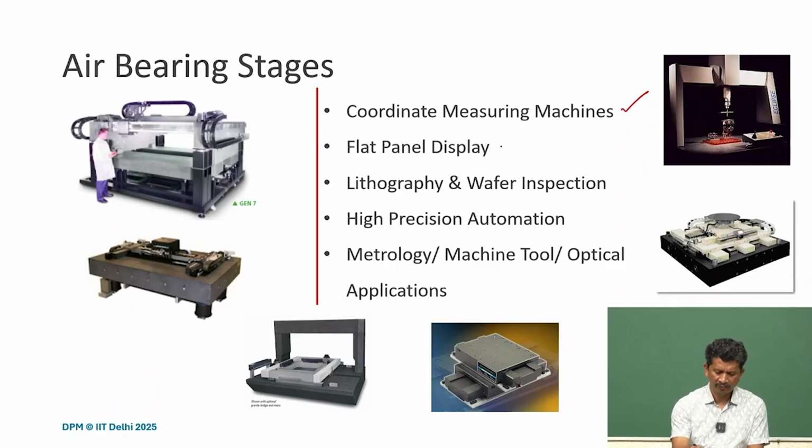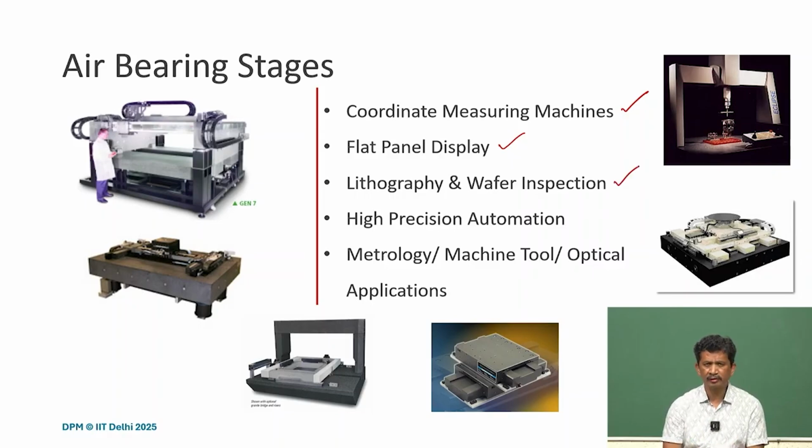For making flat panel displays, display systems are everywhere now, and these are used for displays, for TVs, for computers. So it's everywhere, and in the manufacturing, the yield, the kind of precision required is again very high.